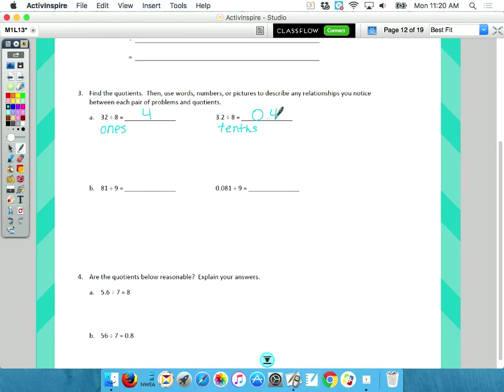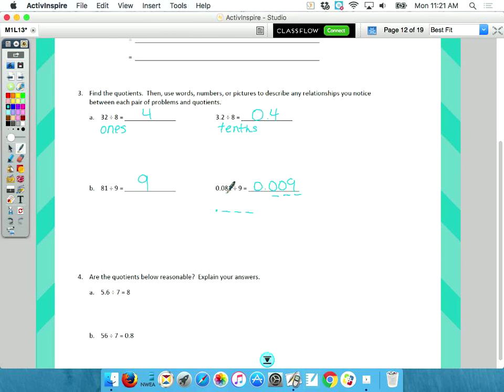81 divided by 9. What's the answer? Say this number for me. 81. 81,000. Did anyone else do this trick? It's 1,000. So I knew that I had to have 3 place values in my answer because I have 3 place values right here. Okay, same relationship. Same digits, different place value.